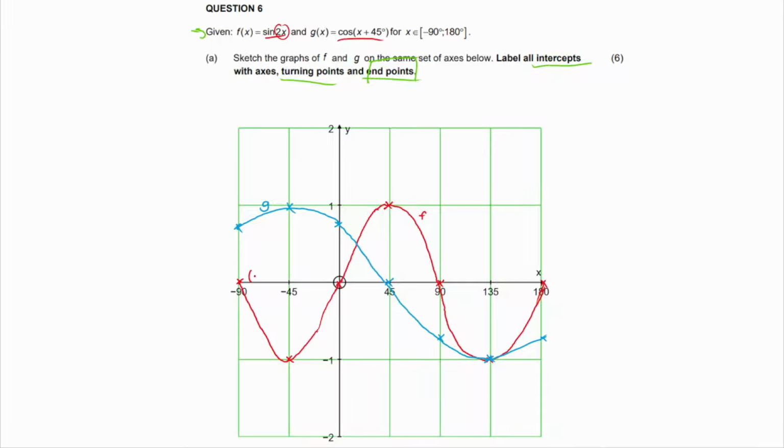Anyways, let's label this. This is negative 90 degrees, 0. This one is negative 45 degrees, 0. So this is the endpoint, this is a turning point while we're labeling. This is the intercept, so we're labeling this. This is a turning point. You get the idea why we're labeling these points. Here's another intercept. Here's a turning point, 135 minus 1. Okay, so I messed up a bit. This one should be 1. This one should be negative 1.